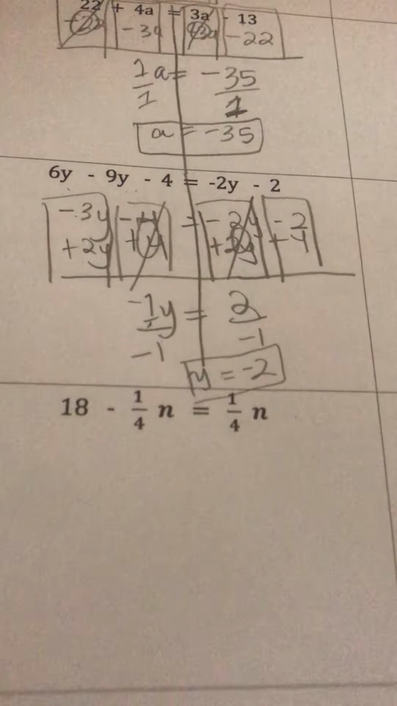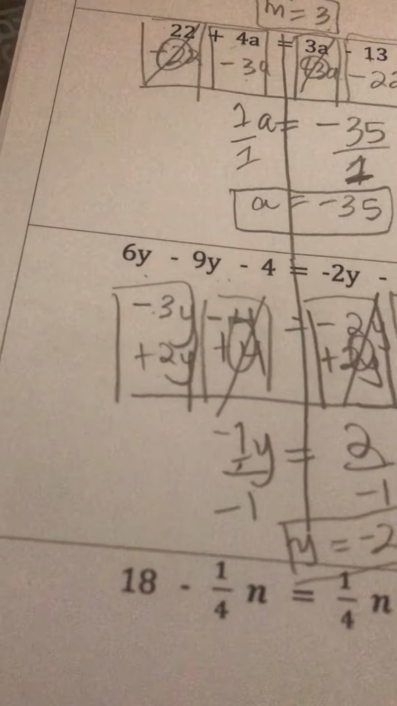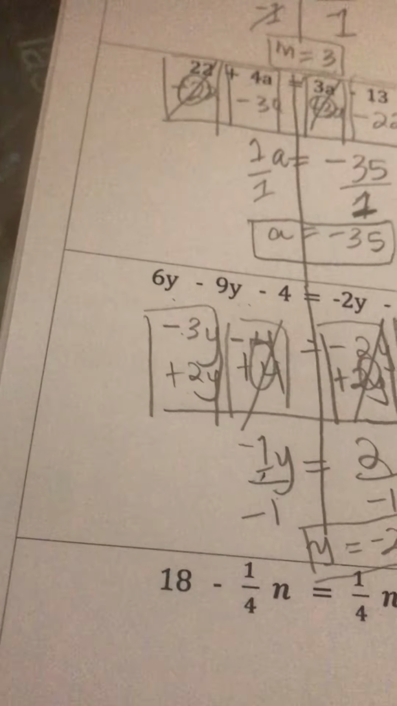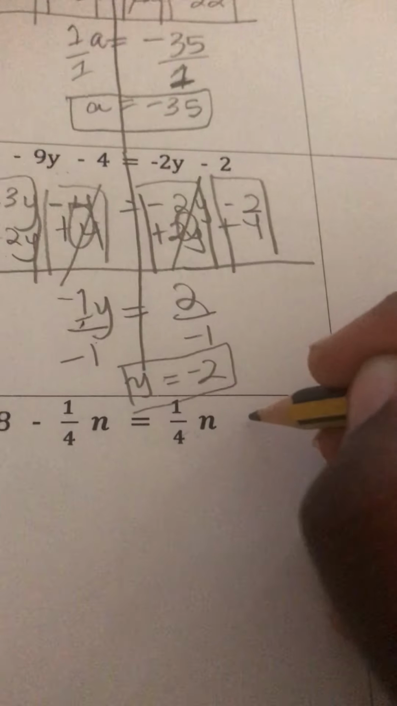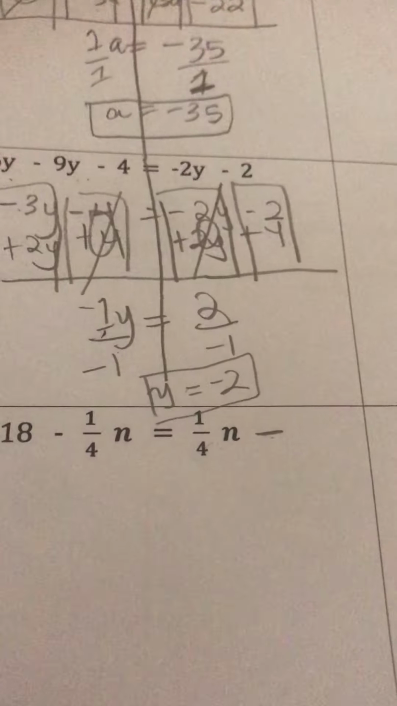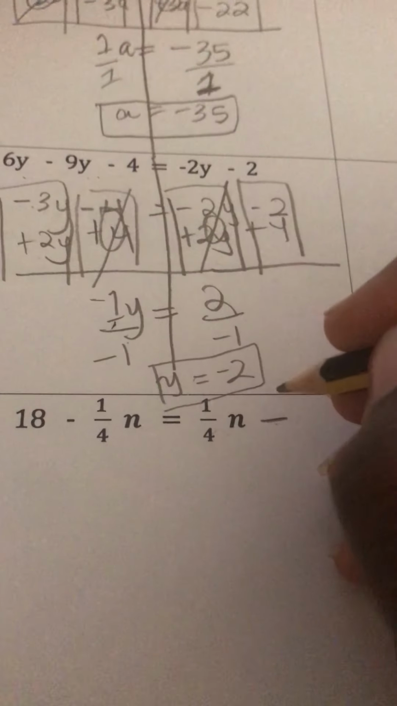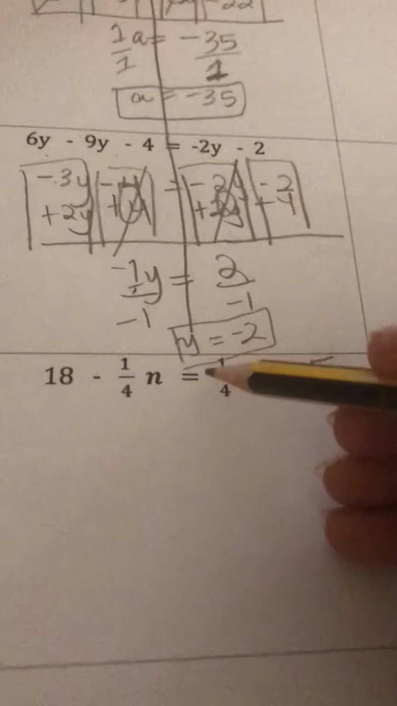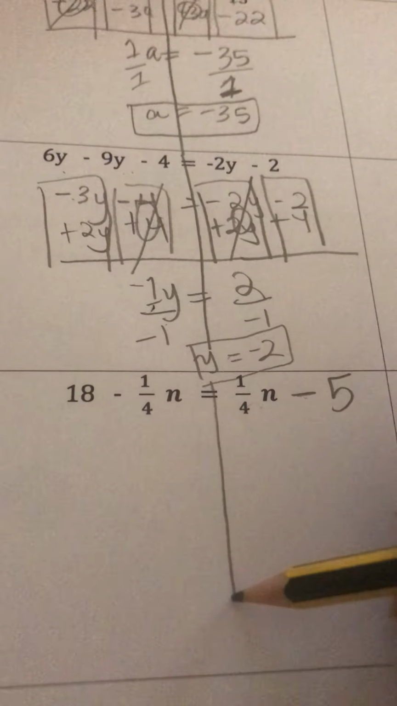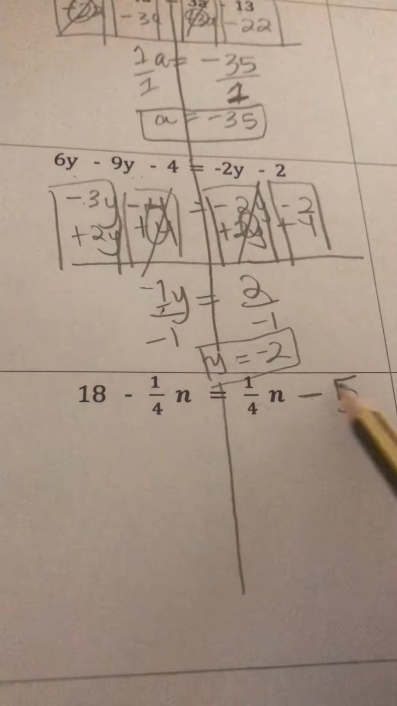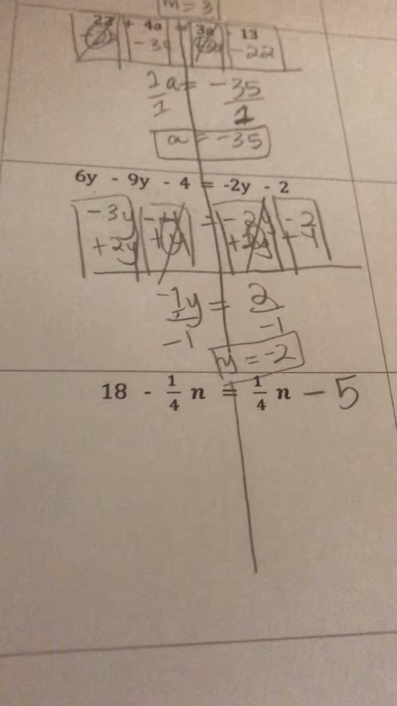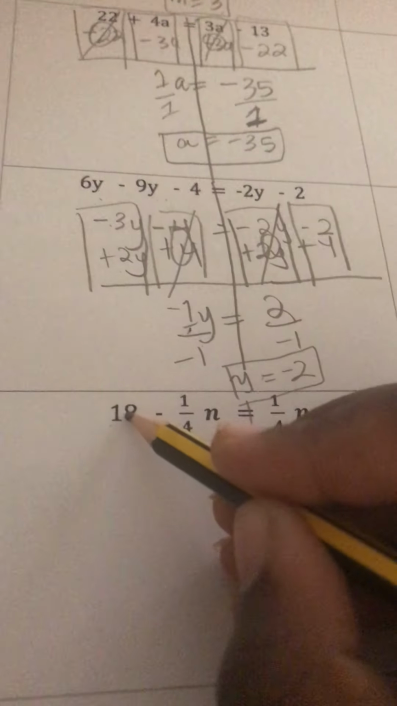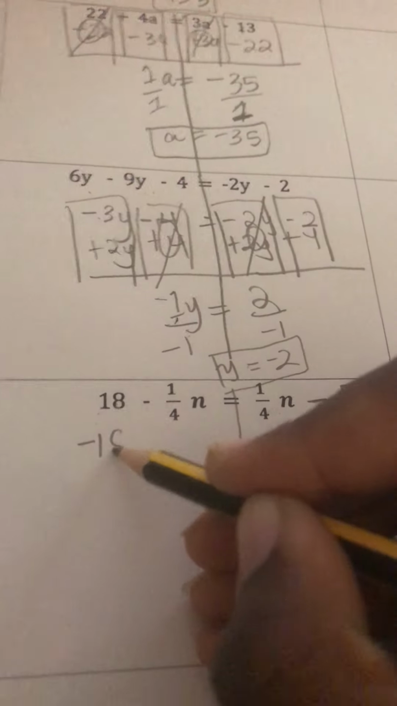I think I forgot something here. Okay. Yeah, make this, put here negative what? Let's put negative 5. Okay? All right. So this is your question. This is the question, like this. So now we need to solve our letters over here, our numbers over here. 18 is positive, it's going to become negative.